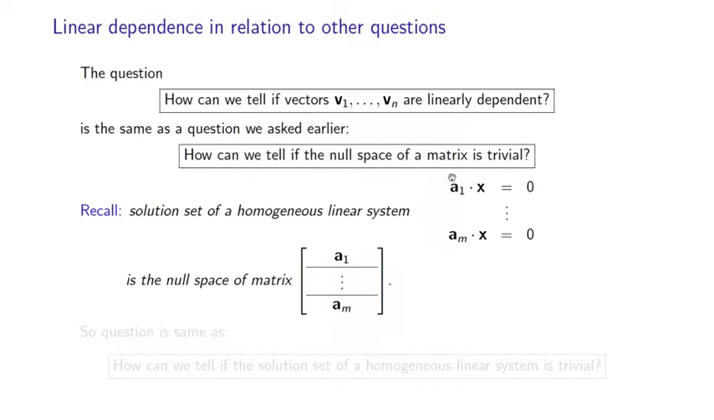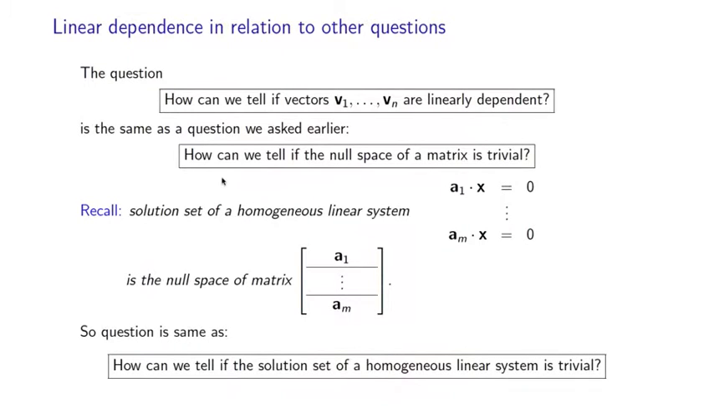Consider a homogeneous linear system, that is, a linear system in which all the right-hand side values are 0. Now take these vectors a1 through am and make them the rows of a matrix. Then the set of solutions to this homogeneous linear system is the same as the null space of this matrix.